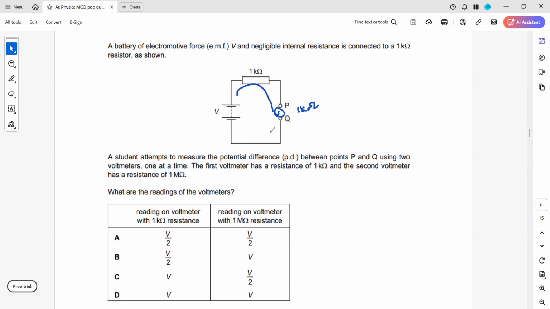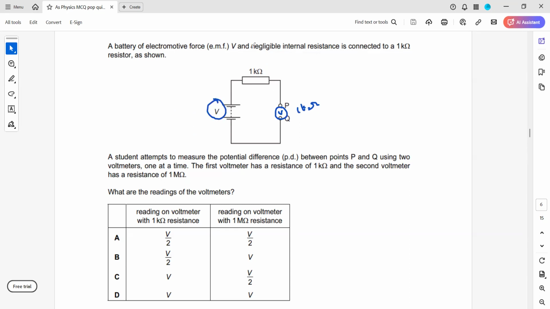Now this is a series circuit. In a series circuit, the voltage always divides. So if the total voltage is V and we have two resistors with the same resistance, the voltage will divide evenly. Like if it was a 10 volt supply, it will have 5 volts here and also 5 volts here. If it is a 20 volt supply, it will be 10 volts here and 10 volts here. So same thing, if we have a voltmeter with a 1 kilo ohm resistance, because they have the same resistance, the voltage will divide evenly.